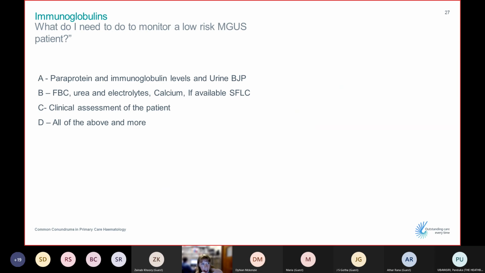So this was a query that actually came up on Kinesis. It was, what do I need to monitor for a low-risk MGUS patient? And I've put a few options in here. A paraprotein and immunoglobulins with urine Bence-Jones protein, full blood count, U&E, calcium, and if available, serum-free light chains, clinical assessment of the patient, well, this might be a leading question, but D, all of the above and more.